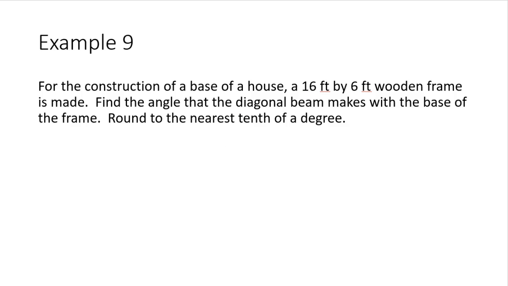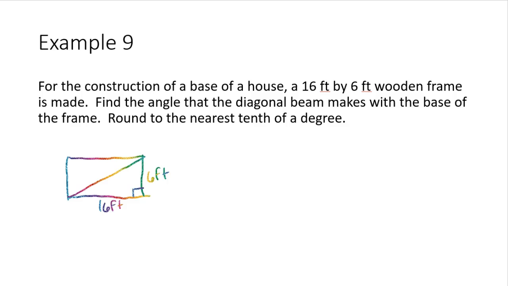Example 9. For the construction of a base of a house, a 16-foot by 6-foot wooden frame is made. Find the angle that the diagonal beam makes with the base of the frame and round to the nearest tenth of a degree. Let's look at a picture of what's going on here. The base is going to be a rectangle, and the sides are going to measure 16 feet and 6 feet. And then the diagonal beam should go from one corner to the other one.